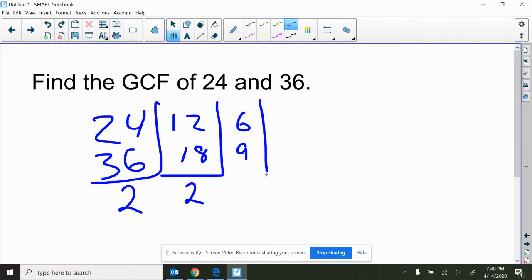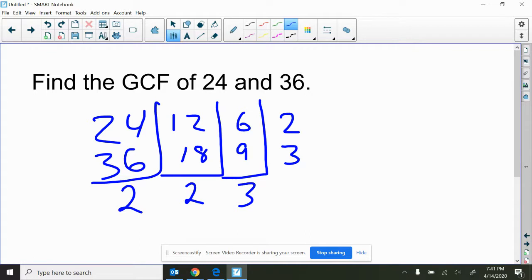Well, 2 doesn't go into 9, so I have to look and see if there's any other factors. I know 3 goes into both 6 and 9. So we divide by 3. That gives me a 2 and a 3. Now, 2 and 3 are relatively prime, which means that there's no number other than 1 that goes into them. So I have to stop dividing at that point.